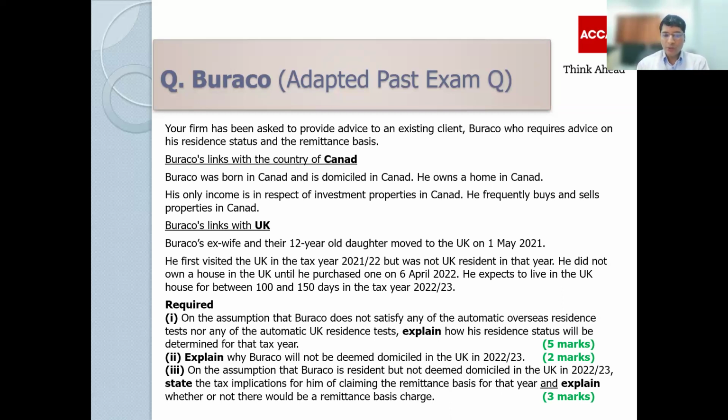Now here, this question is actually asking you 3 things within 10 marks. Number 1, the statutory residence test. Within that, don't talk about automatic overseas and automatic UK. Only go for the sufficient ties test. That's number 1. Number 2, briefly talk about deemed domicile and apply it to the circumstances. And number 3, if someone is resident but not deemed domicile in the UK, then talk about the remittance basis.